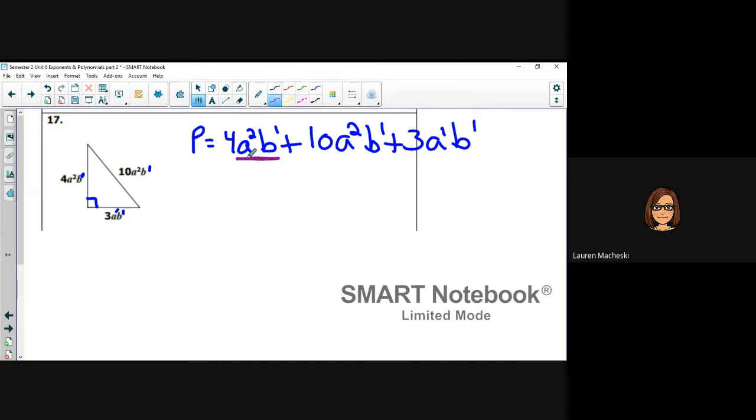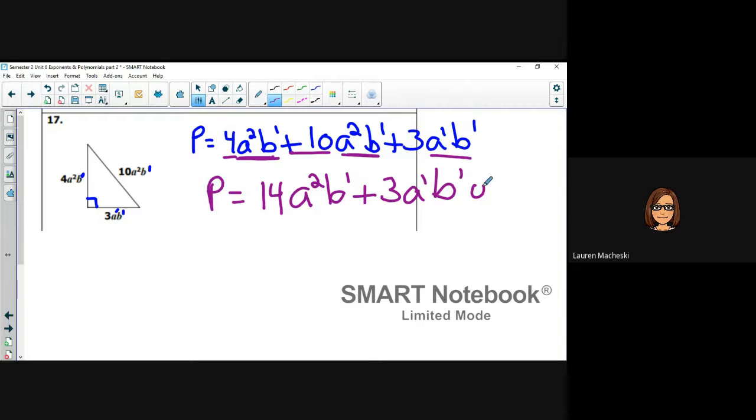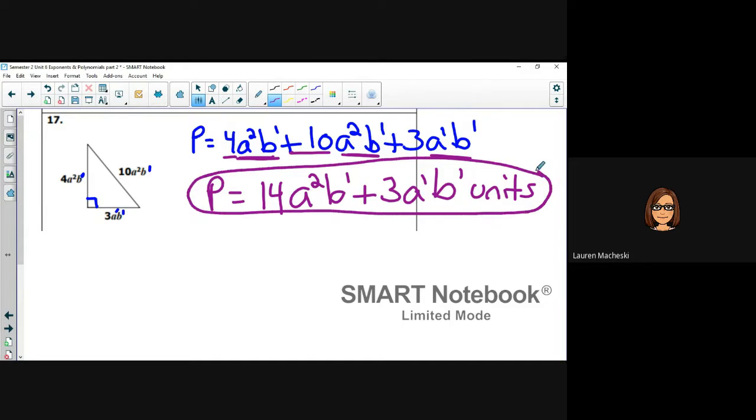This is an a squared b to the first. Do you see another a squared b to the first? I do, it's right here. So keep that like term, keep the a squared b to the first. 4 plus 10 is 14. Now this is an a1, b1. It doesn't look like it has anything else to go with it, so I'm going to leave it. I can't add these because this is an a squared b1, this is an a1 b1. They're not the same. Stop, that's it, you're done.